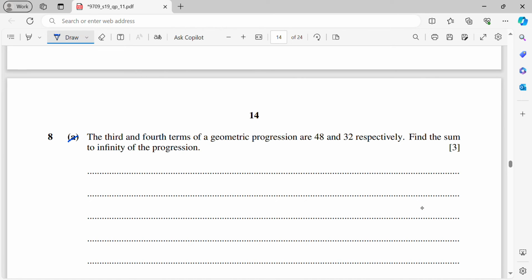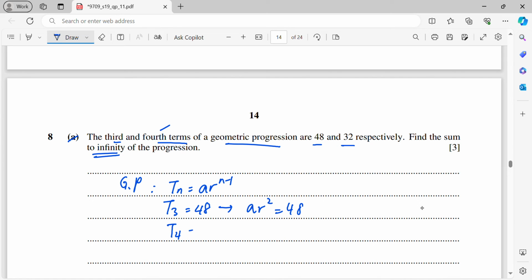Now, question 8a. The third and fourth terms of a geometric progression are 48 and 32 respectively. Find the sum to infinity of the progression. For a geometric progression, Tn is ar to the power n minus 1. They are given the third term equals 48. That means ar squared equals 48, whereby a is the first term and r is the common ratio. For the next one, the fourth term T4 equals 32. Therefore, you can write ar cubed equals 32.